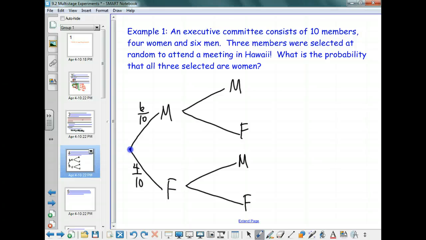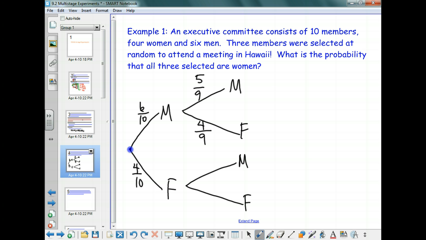So I don't have, just like on the last problem, all the same probabilities everywhere with 1/2, right? If I selected a man already, how many men are left in the hat? 5. Out of how many total? 9. Because I already picked one of their names. How many women are still left in the hat? 4. Actually, all 4 of them, if I select a man the first time, out of 9.